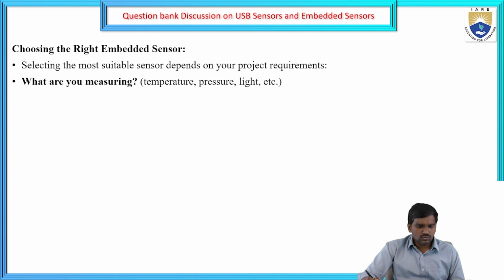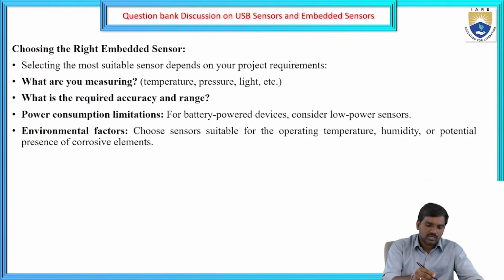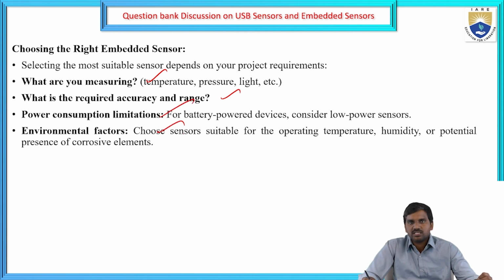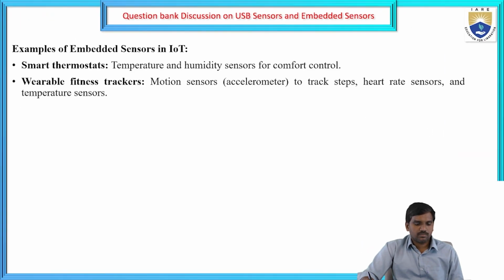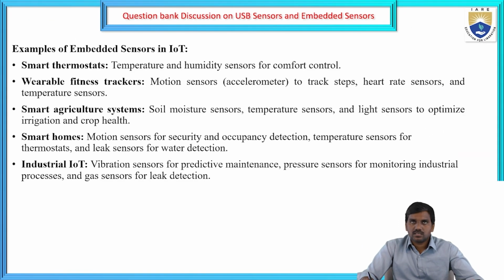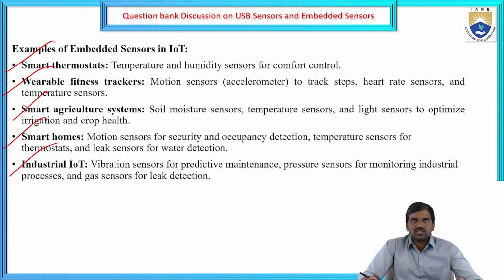And choosing the right embedded sensors. We have some challenges here. What are you measuring, what is the required accuracy and range, power consumption, and limitations like environmental factors. Based on these factors, we can choose which embedded sensor is right to use to develop IoT real-time projects. And examples of embedded sensors: a smart thermostat, wearable fitness tracker, smart agriculture systems, and smart homes and industrial IoT. So these are some real-time examples of embedded sensors in IoT.